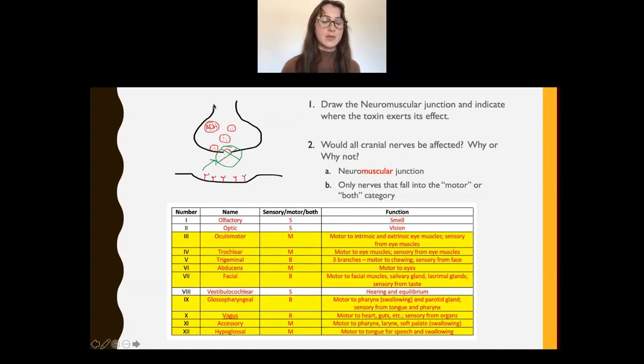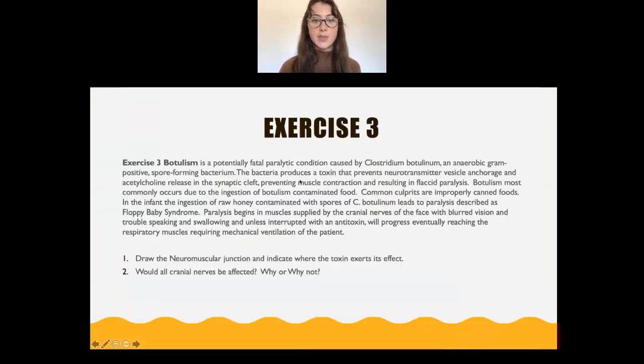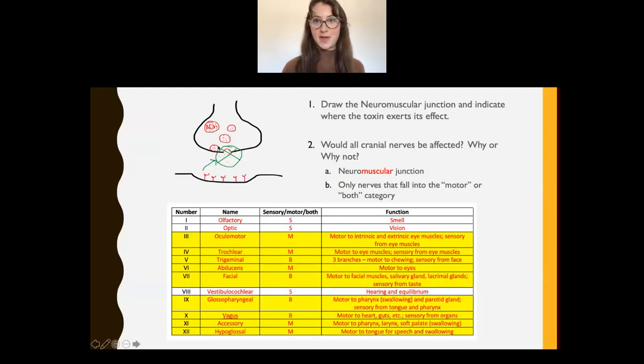So here's our synaptic end bulb. We have vesicles containing acetylcholine, our neurotransmitter. Here it said the bacteria produces a toxin that prevents neurotransmitter vesicle anchorage and acetylcholine release from the synaptic cleft. So it prevents acetylcholine vesicle anchorage and release. So at this part right here, crossed out, that's where it's exerting its effect. Acetylcholine neurotransmitter isn't being released into that synaptic cleft.